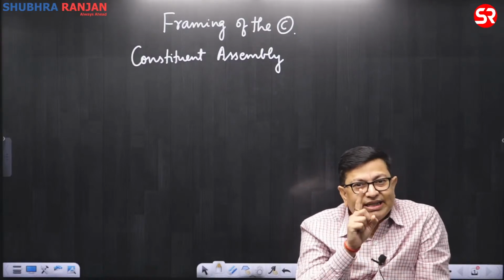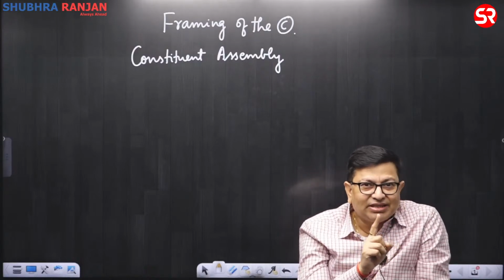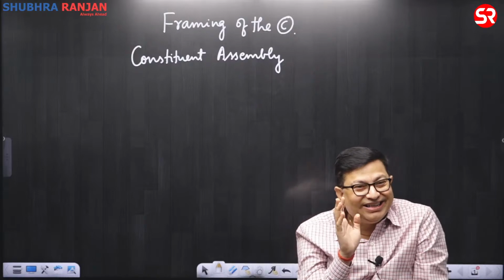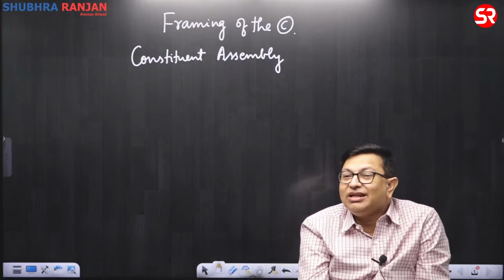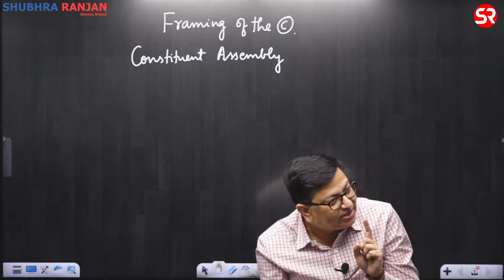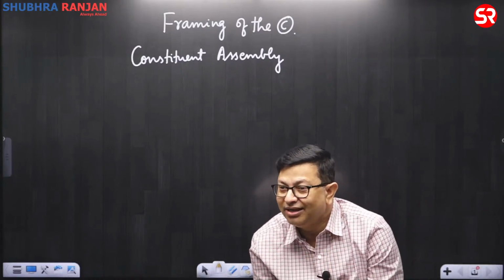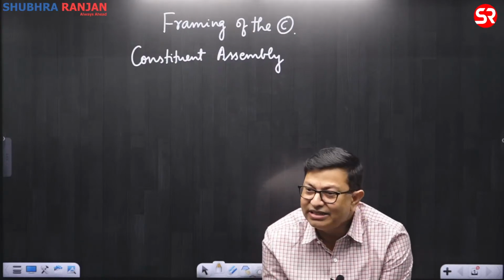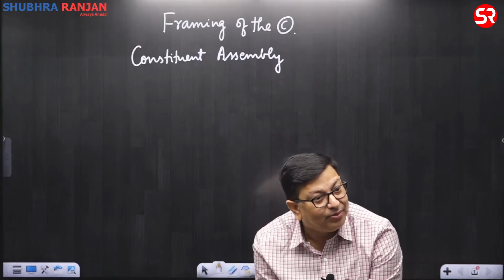So on 26th of January 1950, Dr. Rajendra Prasad took oath as the President of India. Before that, we had the Governor General, who was not an elected one. So from 26th January 1950, India was declared a republic. Why? Because our head of the state, that is the President, was an elected one. That is why it is Republic Day.